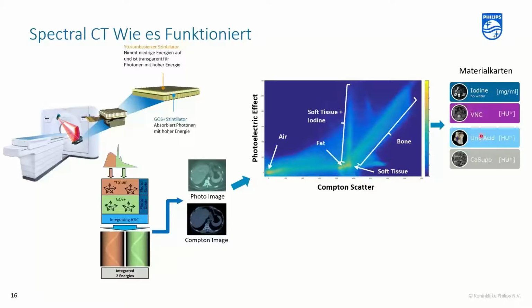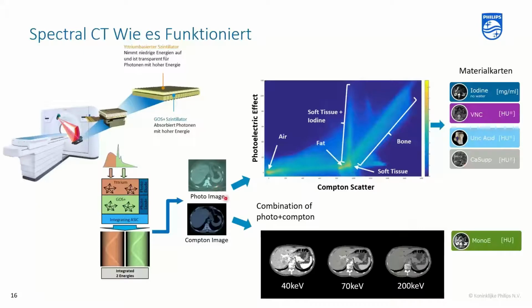So iodine, uric acid, or we can also suppress material. What we call a virtual non-contrast: we can take an image that has iodine in it and suppress the iodine, or we can suppress the calcium. We can also combine these images and generate monoenergetic images. Monoenergetic images are simulated images, simulating as if the energy beam, which is really a spectrum of energies, was a single energy, which is what we have in synchrotron, but is not clinically available.